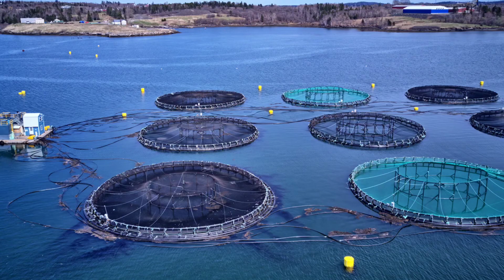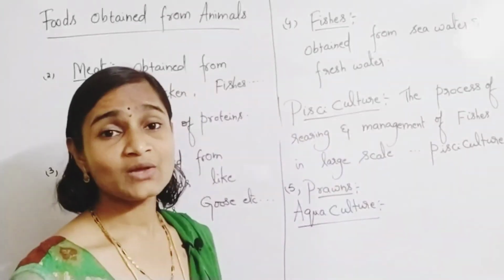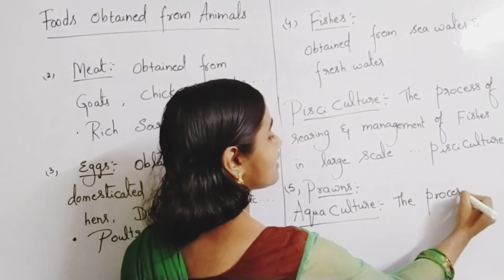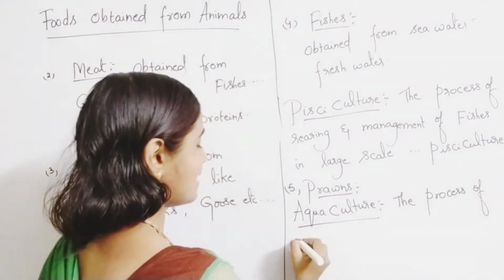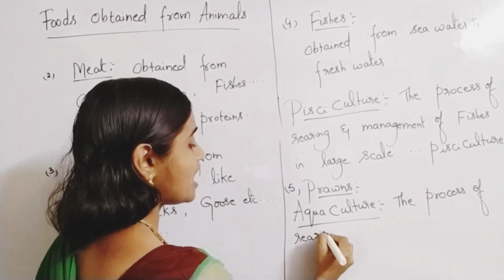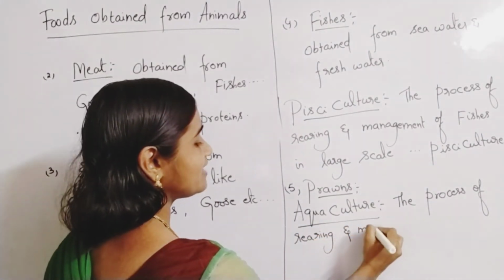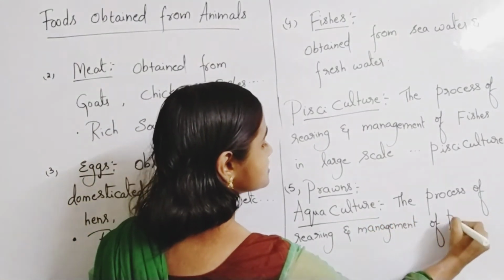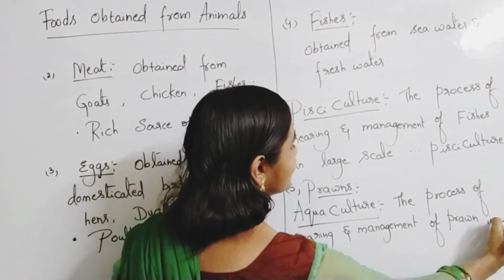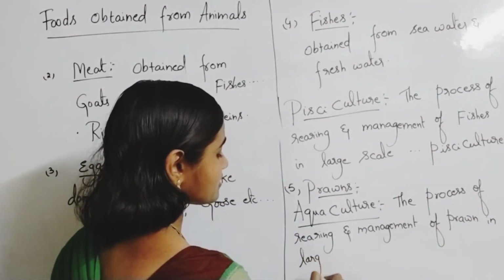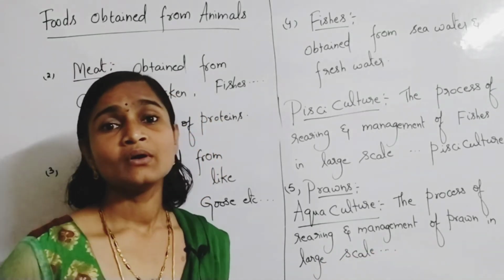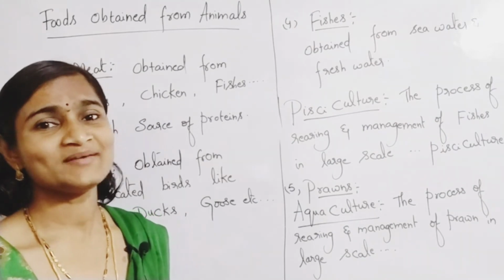So here rearing and management of prawns, you call it as what? Aquaculture. Now, how will you define aquaculture? Aquaculture is defined as the process of rearing and management of prawns on a large scale. Rearing and management of prawns on a large scale is called aquaculture. You have to remember this. So this is also one of the important processes.